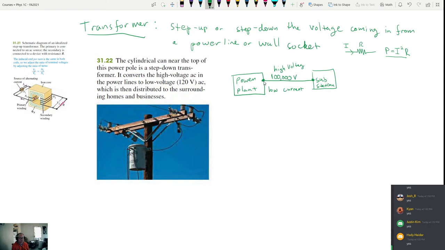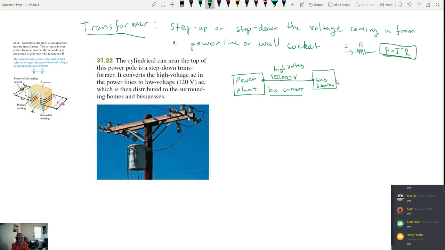So what you want to do is you send it with really low current, because this lowers the amount of losses you get from this equation, right? Because if it's low current, I squared is not going to be that big. The wires aren't going to get that hot, right? If it's high current, the wires get really hot, and that heat is just lost energy, right? You want to conserve as much energy as you can. So that's why you send it at high voltage, but low current.